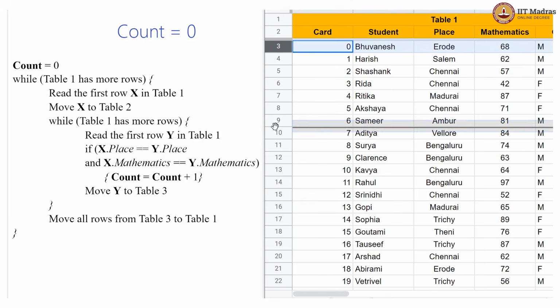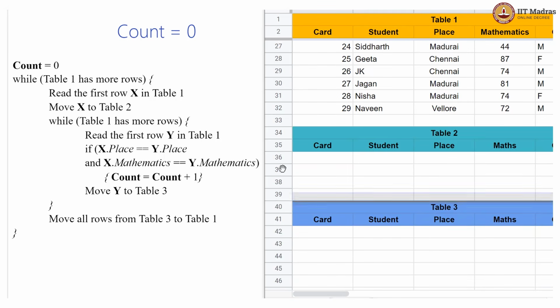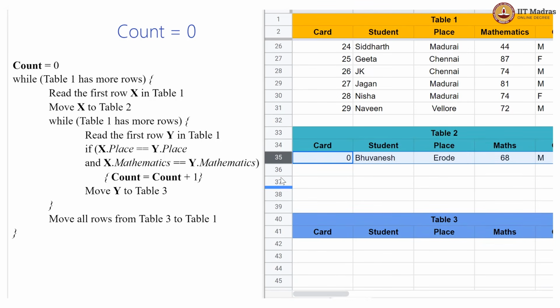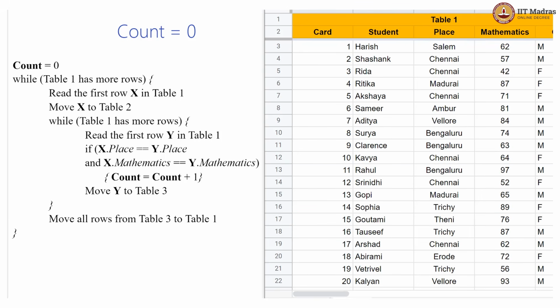So we take this and we go off to table 2. After this is done, while table 1 has more rows. So are there still more rows in table 1? Yes. Read the first row y of table 1. So this is the first row y of table 1.